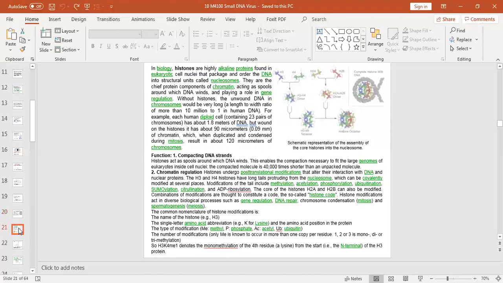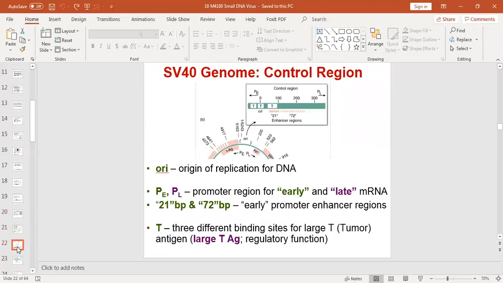Slide 21 is the slide that I told you before. The histones, types of histones, and functions of the histone in compacting the DNA strand and regulation of chromatin configuration during gene expression. Slide number 22, SV40 genome, the control regions.